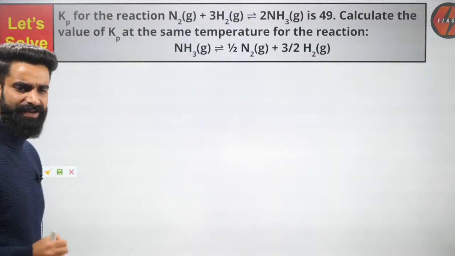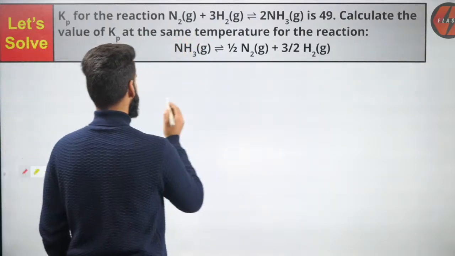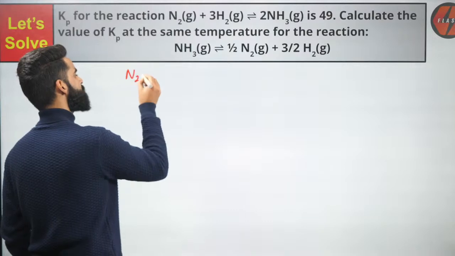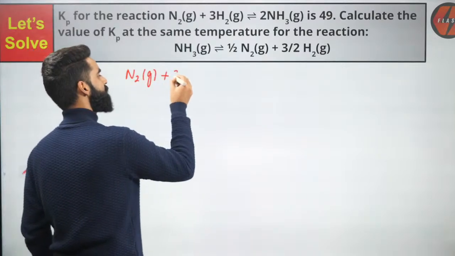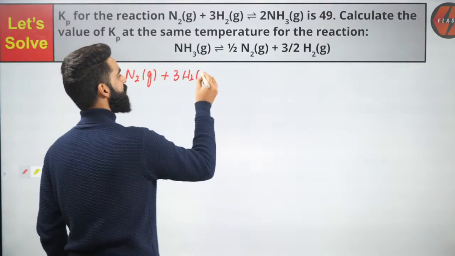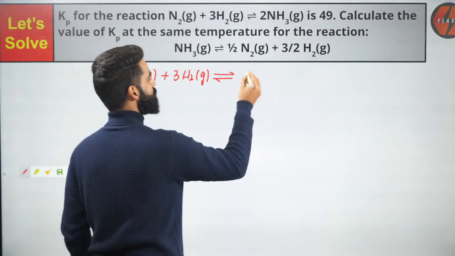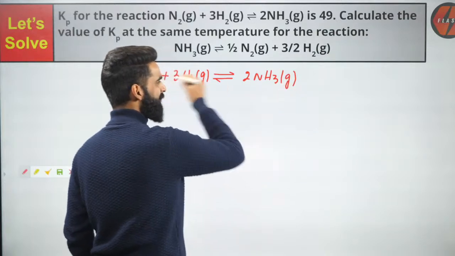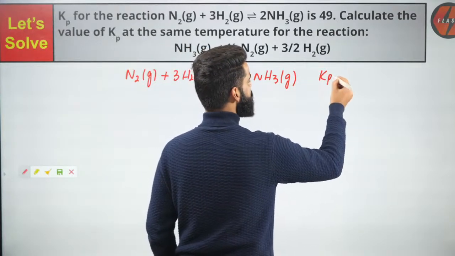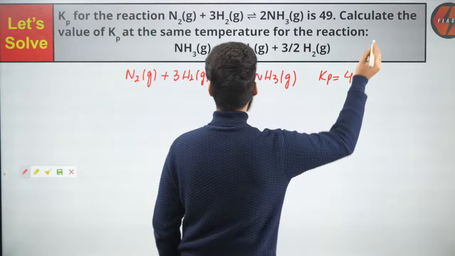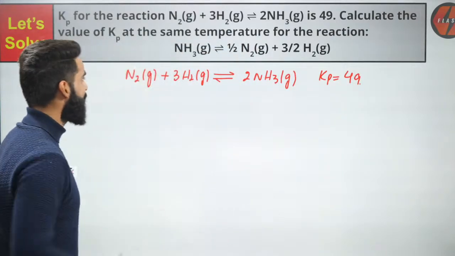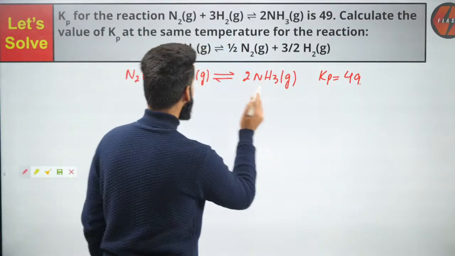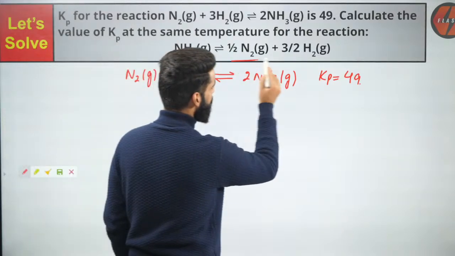See, guys, understand. Kp for the reaction. We are given the reaction N2 gas plus 3 times H2 gas in equilibrium with 2 times NH3 gas. And we are given the Kp value for this reaction. Its Kp value is given as 49. Calculate the value of Kp at the same temperature for the reaction. So this is the reaction for which I have to calculate the Kp value.